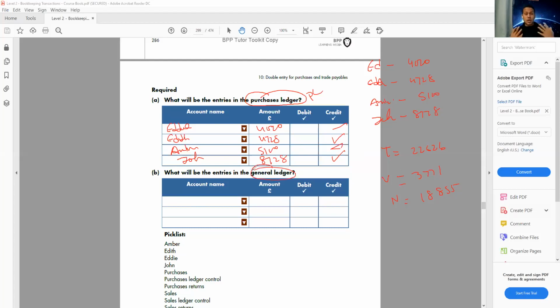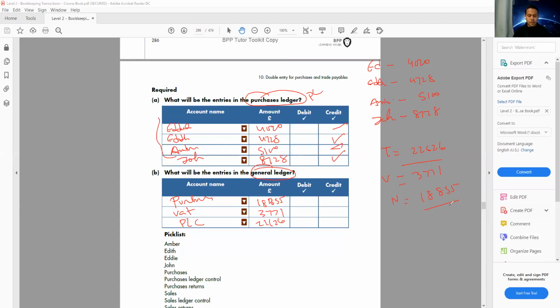So how much was the total purchase I have? So I'm going to write total purchase, that is 18,855. Then I'm going to write the VAT, that is 3771. And I'm going to write the total, that is purchase ledger control, 22,626. So that means how I created all these suppliers, I make a purchase, a credit purchase.